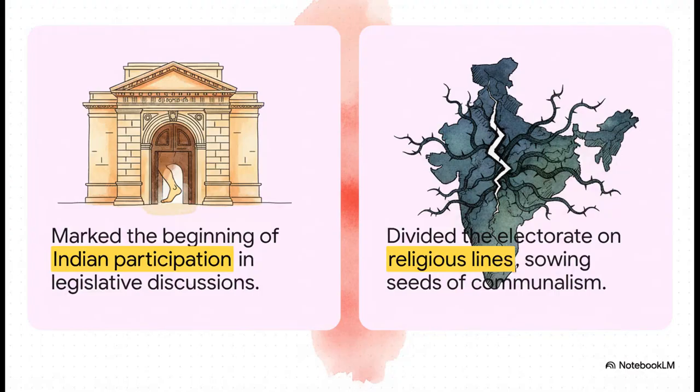And this really shows you the Act's total paradox. On the one hand, it cracked the door open. It was the very beginning of Indian participation in government. But on the other hand, by literally dividing the electorate along religious lines, it planted these seeds of communal politics. And those seeds would grow into something much, much bigger down the road.